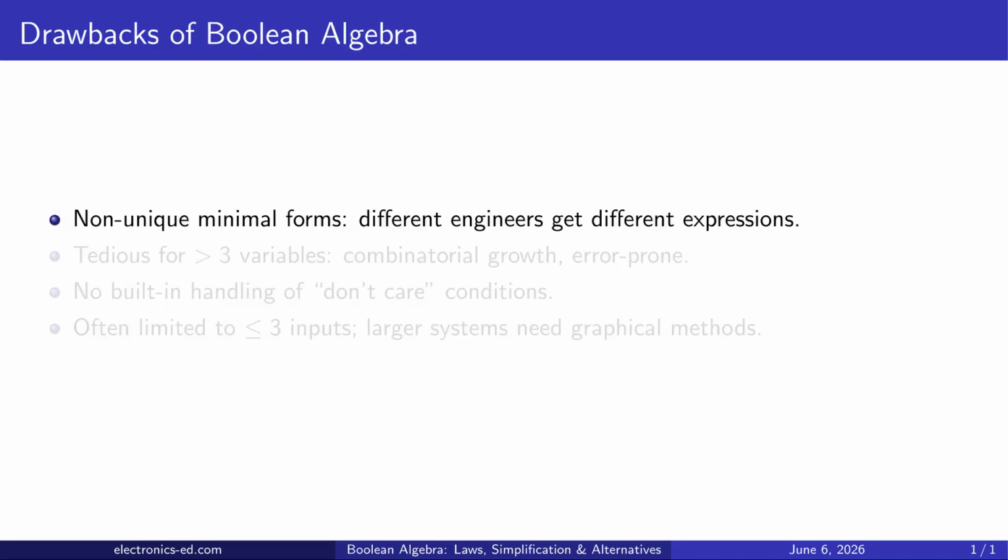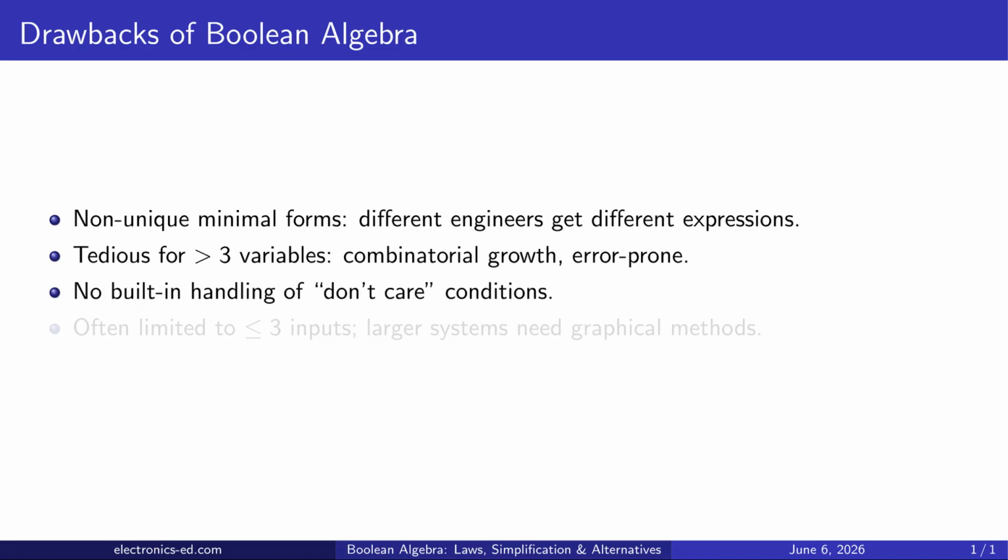One drawback is that minimal forms aren't unique. Different engineers might end up with different-looking expressions. It becomes very tedious when you have more than 3 variables due to combinatorial growth, and it's easy to make mistakes. Boolean algebra has no built-in way to handle don't care conditions. In practice, it's often limited to 3 or fewer inputs. For larger systems, we need graphical methods like Carnot maps.